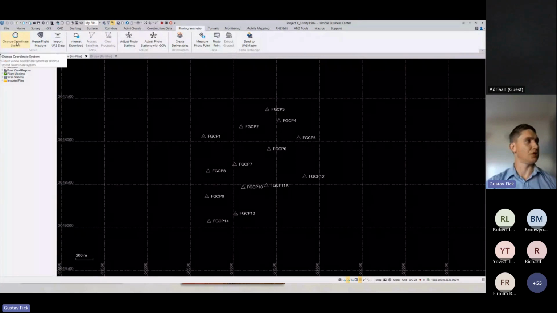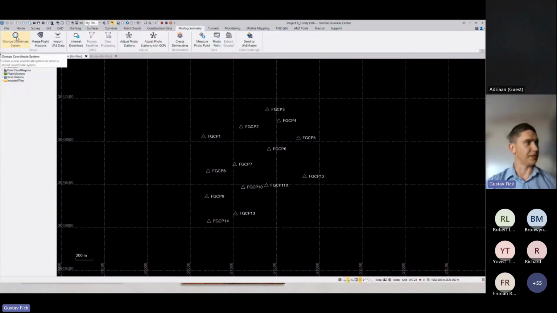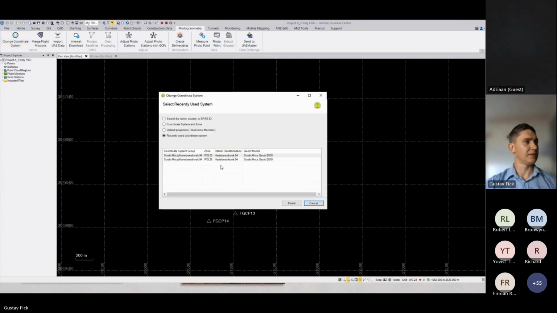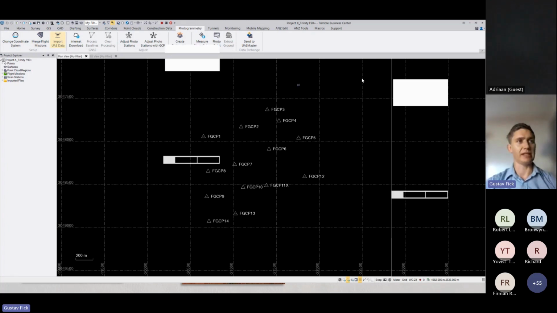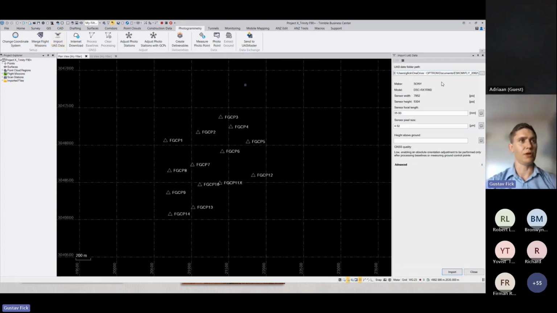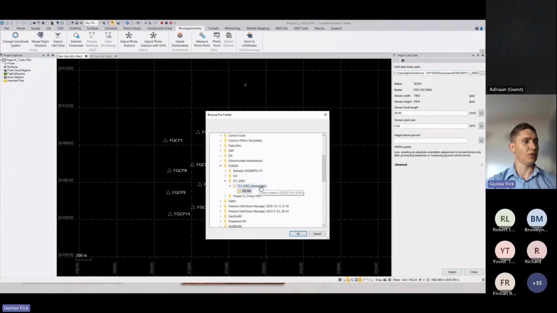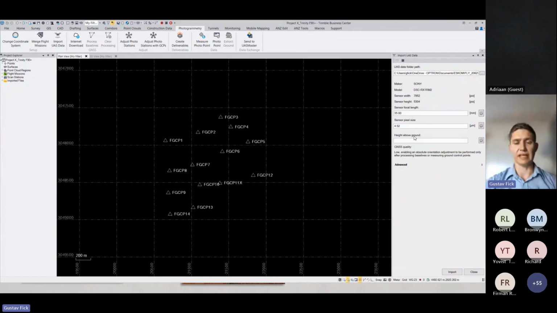Next up is to start with your coordinate system. In this instance, we use the South African grid coordinate system, Hartebeesthoek and WG23. Once you've selected that, you can see the next step is to import your data. So you would go to the directory where the images have been stored, browse, and select it, and it will determine the focal length from the EXIF data that's linked to your images. Then you import your images.